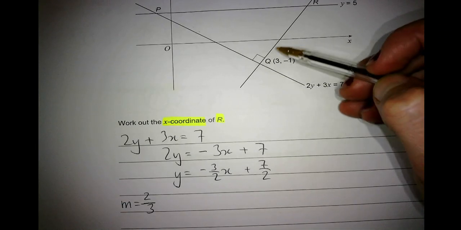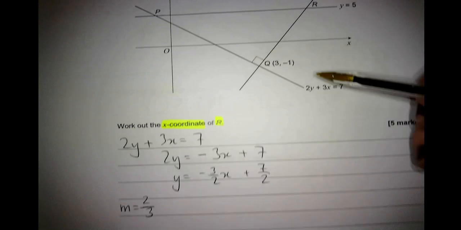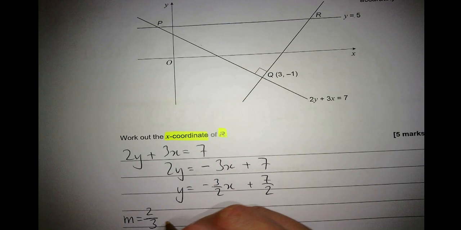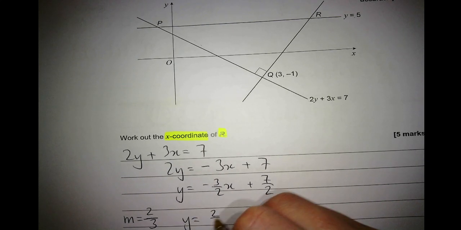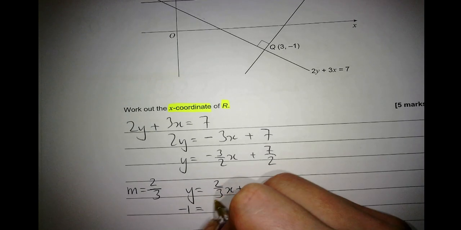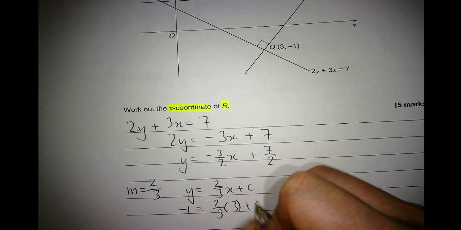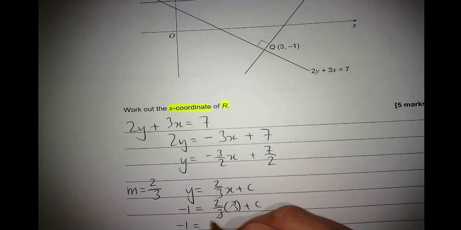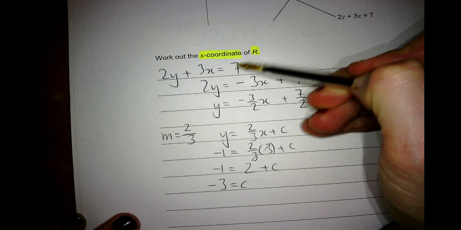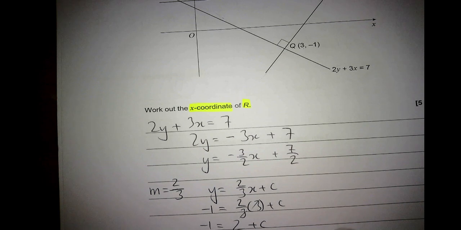Now that I've got the gradient, I can find the equation of this line. Once I've got the equation, I can sub in y as 5 to get my x-coordinate of R. So m is 2/3, so y is 2/3 x plus c. I'm going to sub in 3, negative 1. Negative 1 is 2/3 lots of 3 plus c. Negative 1 is, the 3's cancel, 2 plus c. So negative 3 is equal to c. That looks good. It's got a positive gradient, so I'm happy with the 2/3. And I can see it's going to intersect at a negative y coordinate, so I'm happy with negative 3. So y is 2/3 x, subtract 3.